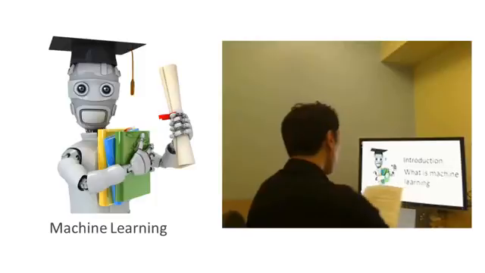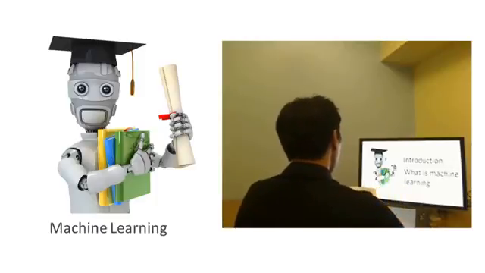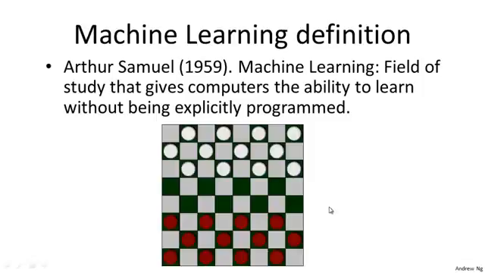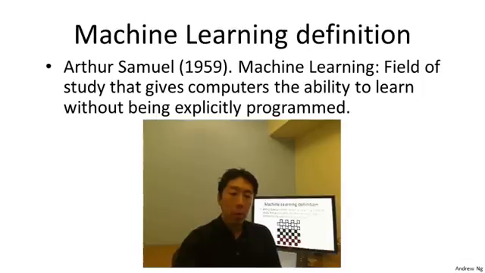Here's the definition of machine learning that is due to Arthur Samuel. He defined machine learning as the field of study that gives computers the ability to learn without being explicitly programmed. Samuel's claim to fame was that back in the 1950s, he wrote a checkers playing program. And the amazing thing about this program was that Arthur Samuel himself wasn't a very good checkers player. But what he did was he had the program play tens of thousands of games against itself.